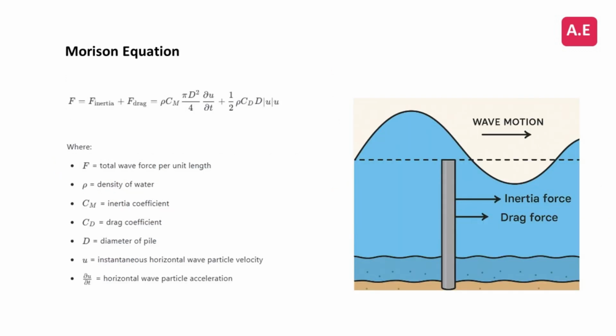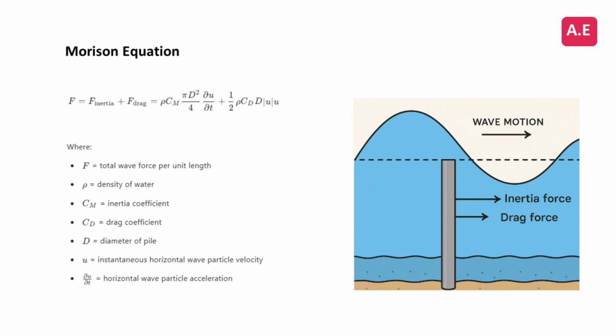Now that we've covered the types of wave forces and introduced the idea of wave kinematics, let's focus on the key equation used to calculate these forces, Morison's equation, as shown here. Developed in 1950 by Morison and his colleagues, this equation is widely used in offshore engineering to estimate the total force per unit length acting on a slender structural member, such as a vertical cylindrical pile, due to wave action.